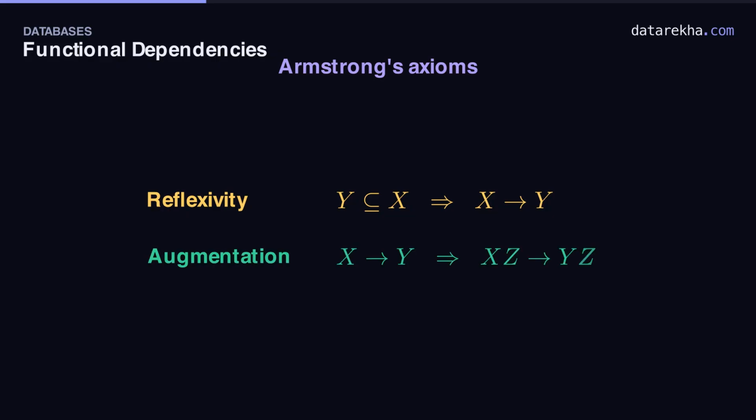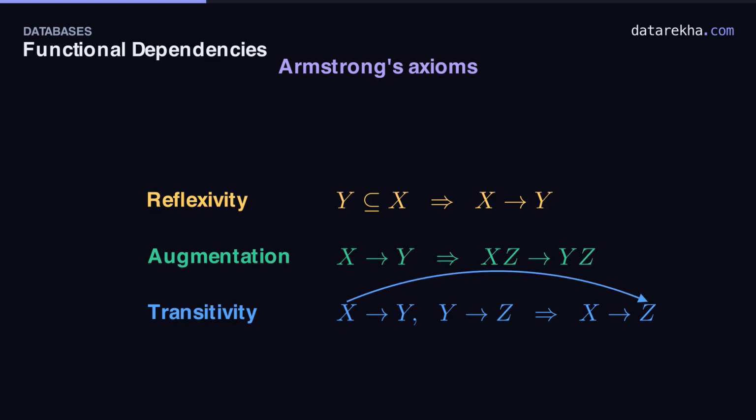Augmentation lets you carry extra baggage. If X determines Y, then adding the same columns Z to both sides keeps it true. X with Z determines Y with Z. The keyword is the same Z on both sides. And transitivity is the chain rule. If X determines Y and Y determines Z, then X reaches all the way to Z. Student ID determines department. Department determines its head. So student ID determines that head too.